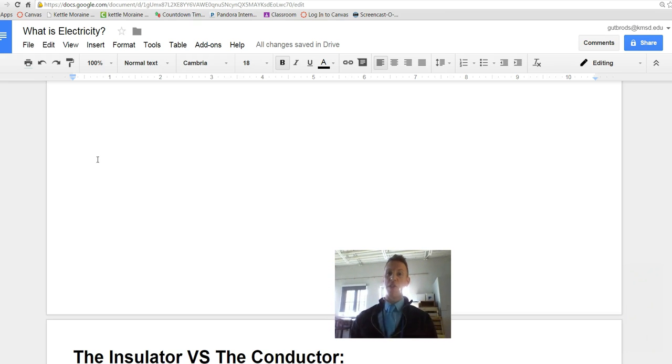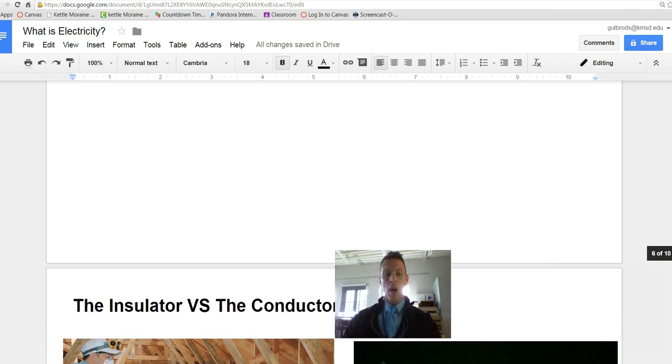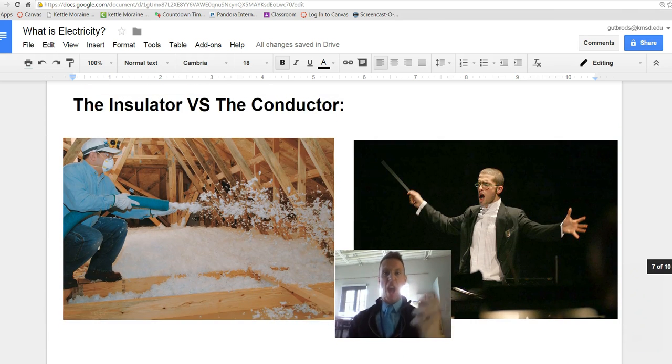Ladies and gentlemen, it is the final countdown. It is the insulator versus the conductor. Who will win this battle? What? This isn't what you meant? You didn't mean this conductor versus this insulator?